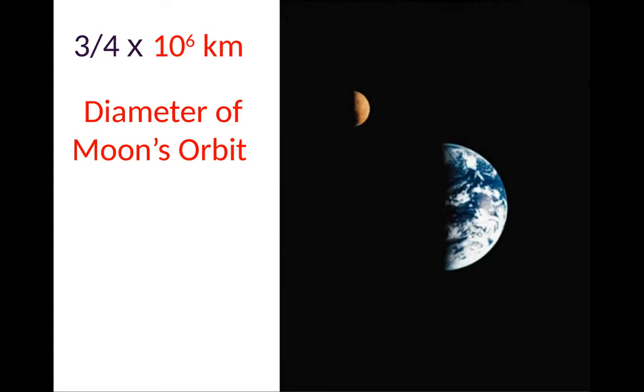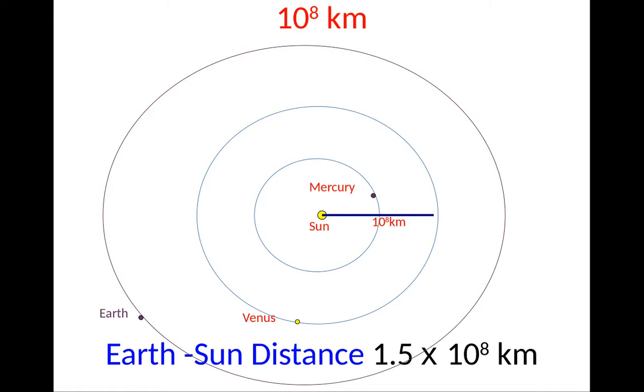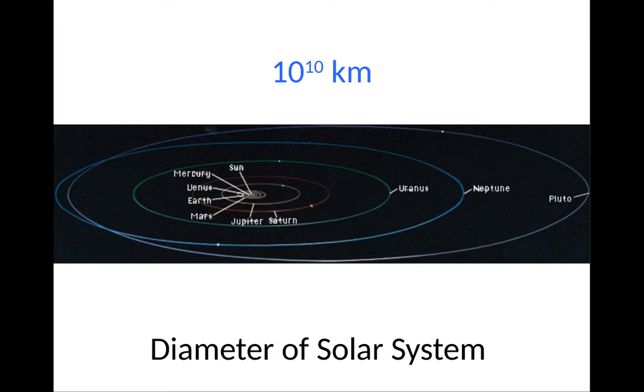Now, if you go to 10 to the 6 kilometers, now you get the diameter of the moon's orbit around the Earth. Okay, zooming out by another factor of 100, or 10 to the 2, now we start thinking about the size of the solar system. Roughly the distance from the Earth to the Sun is 1.5 times 10 to the 8 kilometers. So at 10 to the 8 kilometers, roughly we're talking about the distance between the Sun and the Earth. At a factor of 100 larger, now we are talking about the distance to the outer planets, Neptune and Pluto.